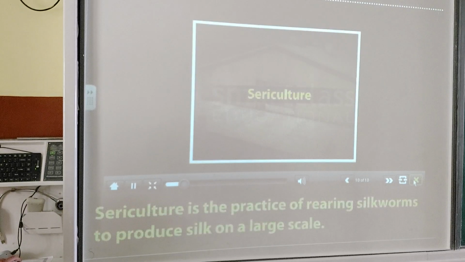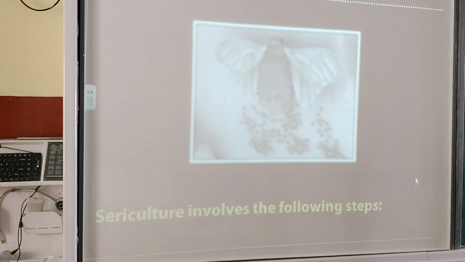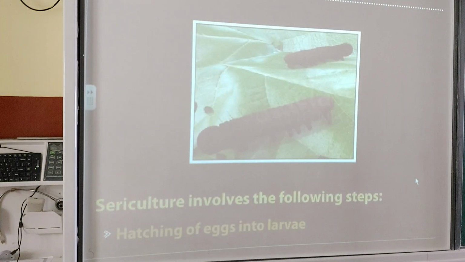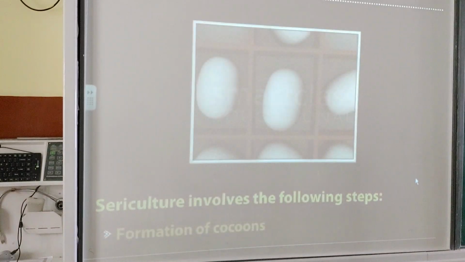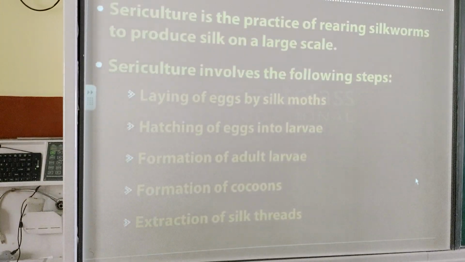In this module you have learned sericulture is the practice of rearing silkworms to produce silk on a large scale. Sericulture involves the following steps: laying of eggs by silk moths, hatching of eggs into larvae, formation of adult larvae, formation of cocoons, and extraction of silk threads. So here these are the steps of how silk is obtained.